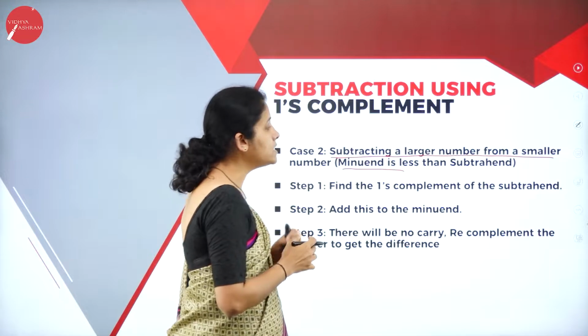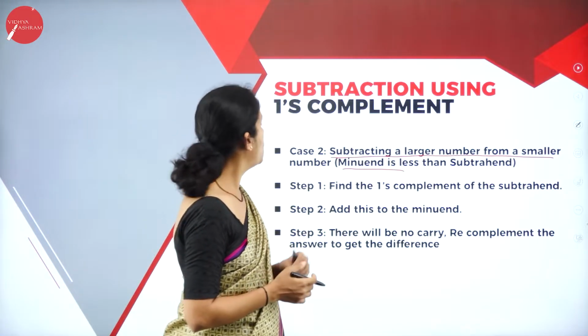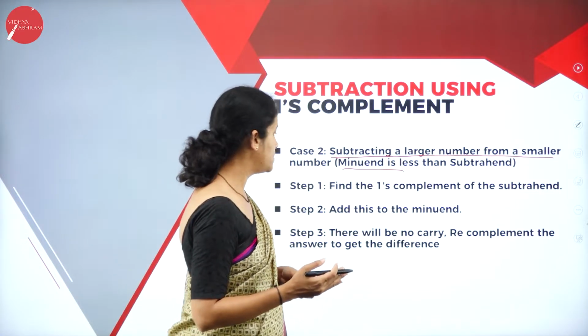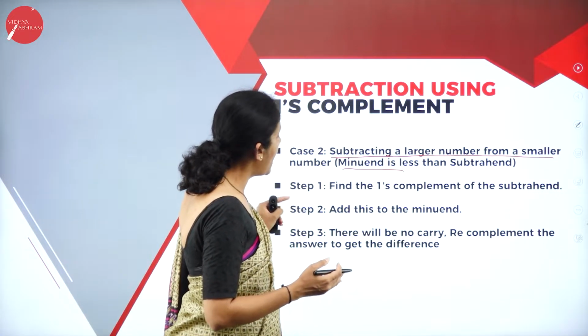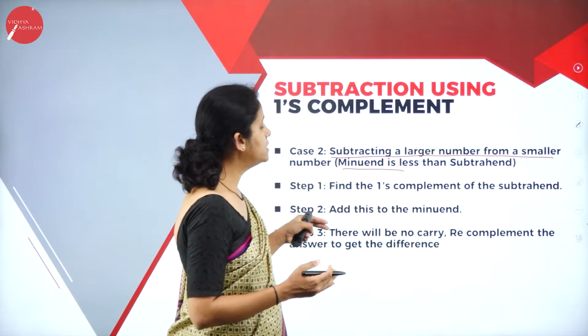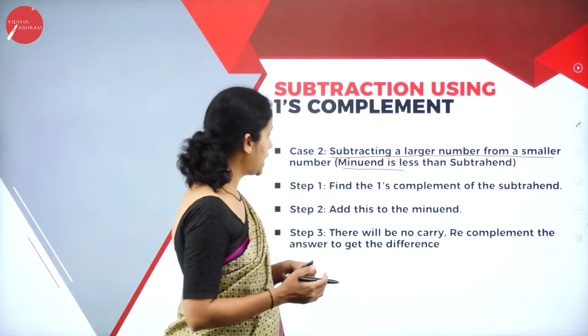Now, what are the steps I need to follow? Once again, find the ones complement of the subtrahend. Then add this to the minuend. In the step 3, there will be no carry.